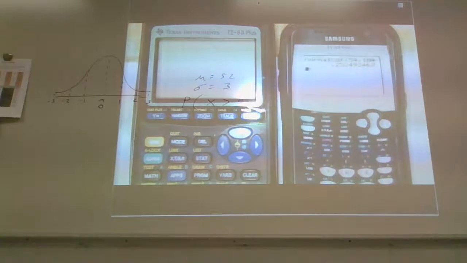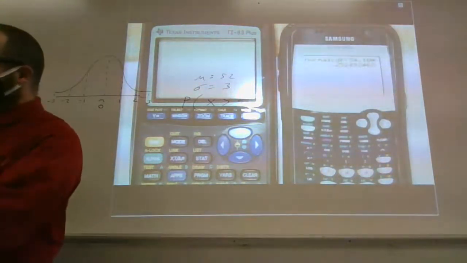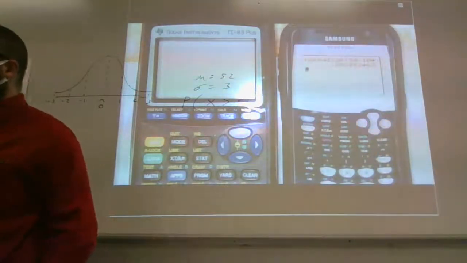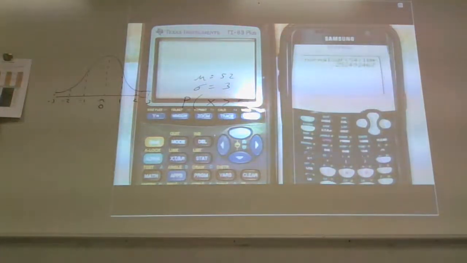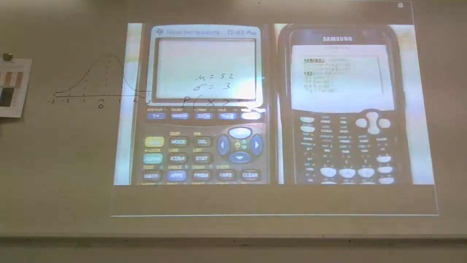You left your mu and standard deviation as 0 and 1. Exactly. Now, here's the thing. If you're dealing with z-scores, yes, leave it as 0 and 1. If you're dealing with a problem that's giving you a mu and giving you a standard deviation, you have to type those in. The other thing that you might be faced with is inverse norm. Inverse norm is right below normal CDF, and it gives you this.